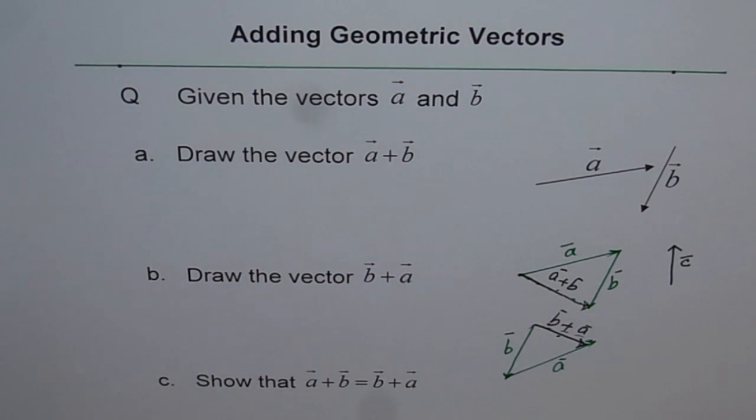I hope you understand now how to apply the triangle law of vector addition. Now we'll move on to another law, which is parallelogram law of vector addition. So we'll explain that followed by an example. So with that, you'll be in a good position to do vector addition using geometric vectors, right?